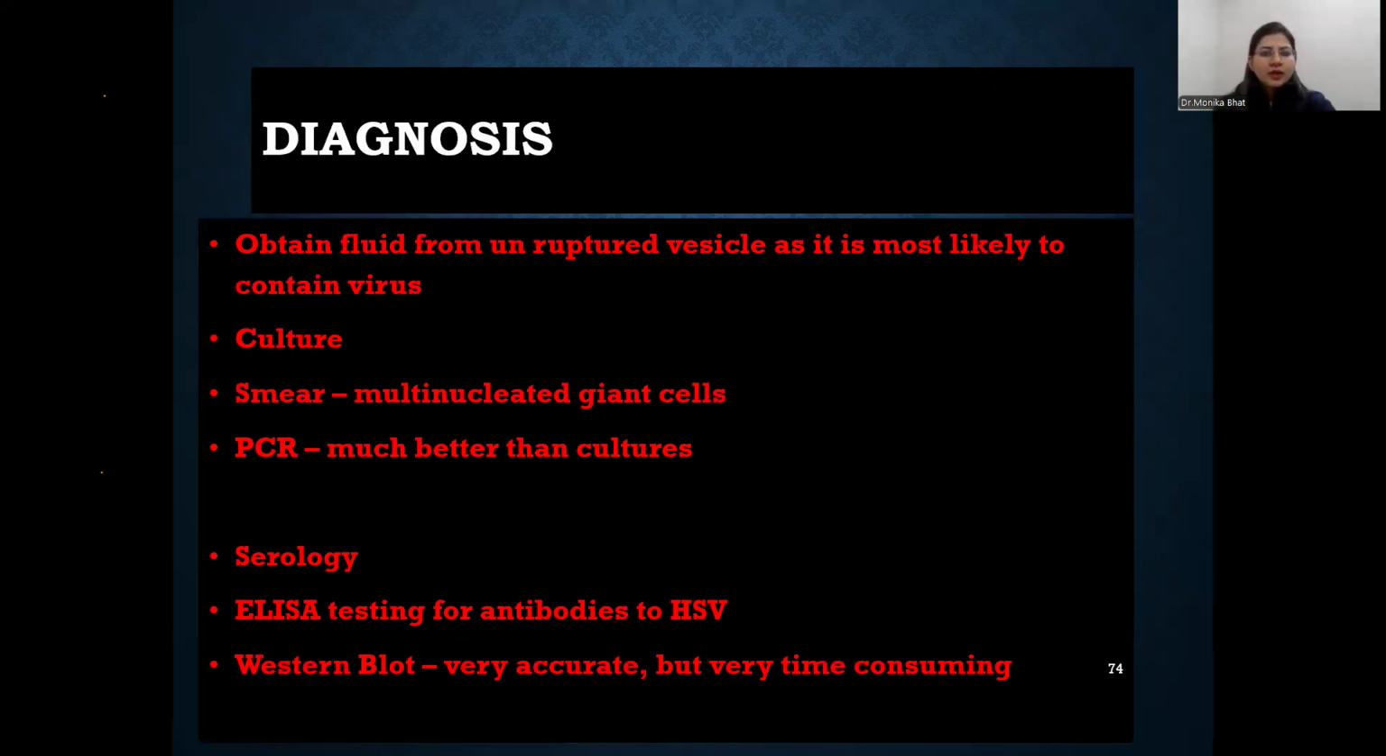The diagnosis: obtain fluid from the ruptured vesicle. It is most likely to contain the virus. We can go for the virus culture to rule out whether it is the virus infection. Then the other tests we can go for is the smear collection, where we have the multinucleated giant cells, PCR examination. Serology, we can go for the ELISA to rule out the antibodies to HSV, Western blot test.